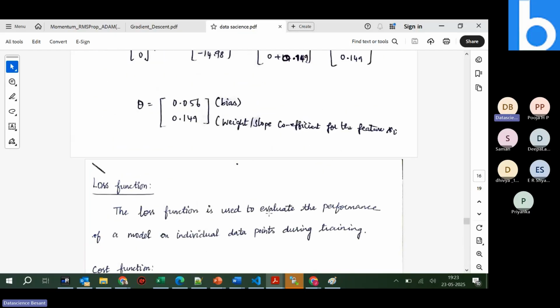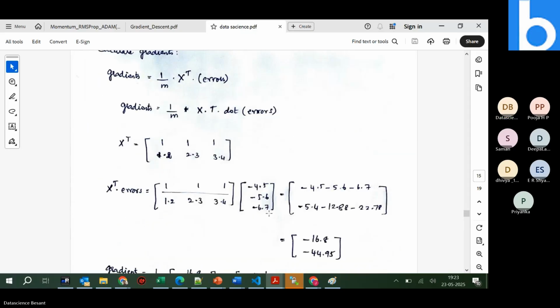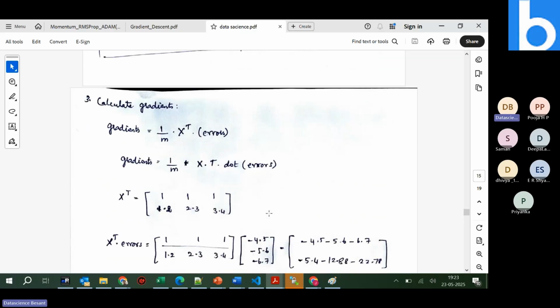Going to step, page number 15. Then the third step is calculating the gradient. So the gradient formula is 1 over m into X transpose dot errors. So I was calculating the len of y, right? That m will be used here only. We'll keep 1 over m aside and concentrate on this X transpose dot errors. See, this is the mathematical notation, X transpose dot errors. If you want to do the same in a programmatic way, you have to write it like this: X dot capital T, meaning transpose, dot errors.